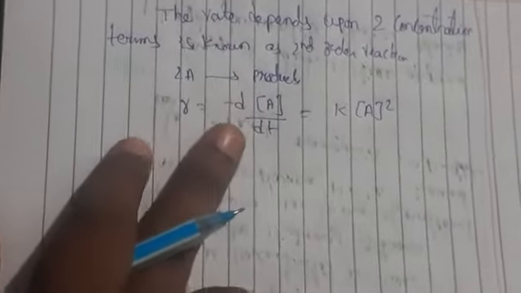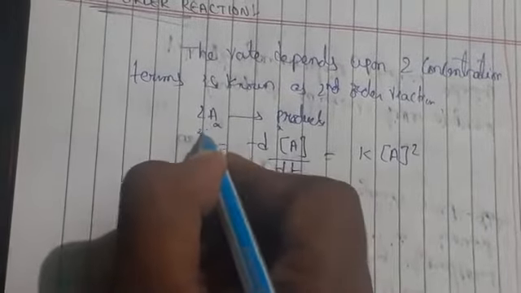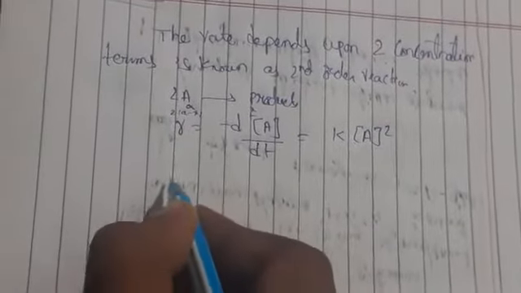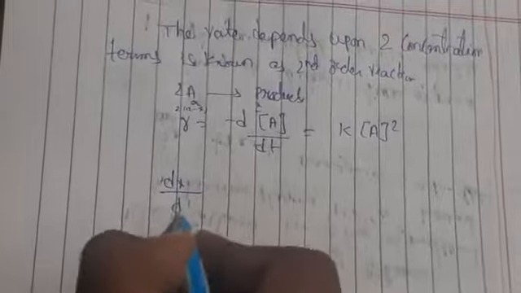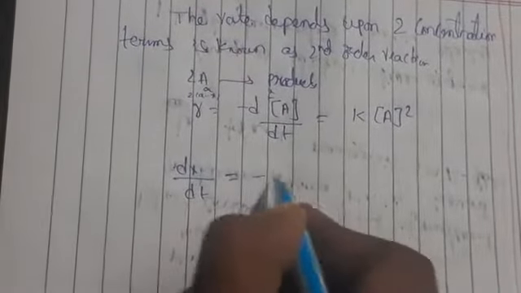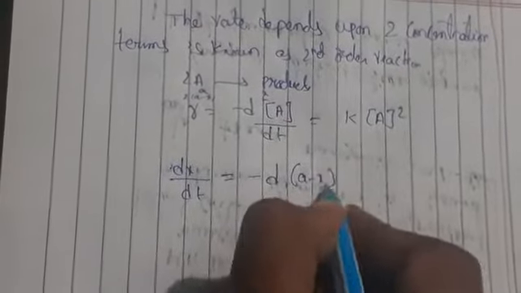So coming to here, if a is the initial concentration of A, and x is the amount consumed after time t, then you will be getting (a minus x). Then the rate equation, how is it going to become? R, also known as dx by dt, is equal to minus d(a minus x) by dt, so it will become (a minus x) whole square.